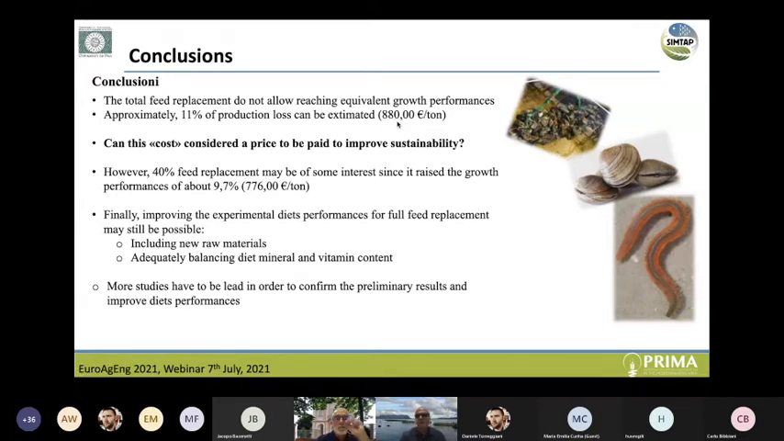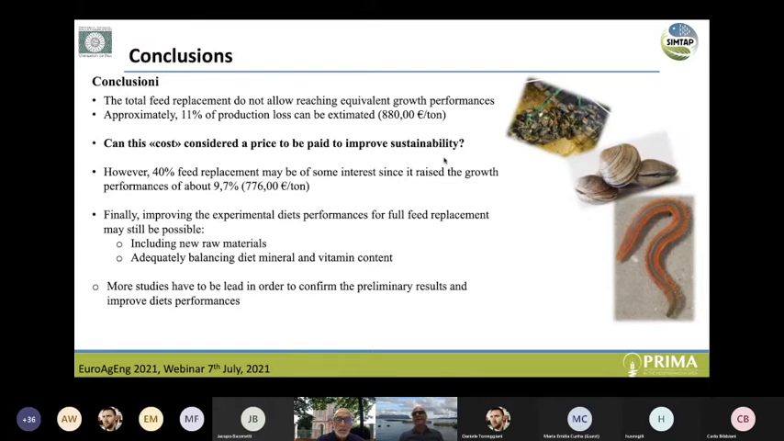Okay, just to have an idea. So we are losing money if we are going to feed the fish with this system. By the way, these questions are really important. That's true, we are losing some production and then money, but what we are probably getting is sustainability. So may this 880 euro per ton be the price we pay in order to improve aquaculture sustainability?